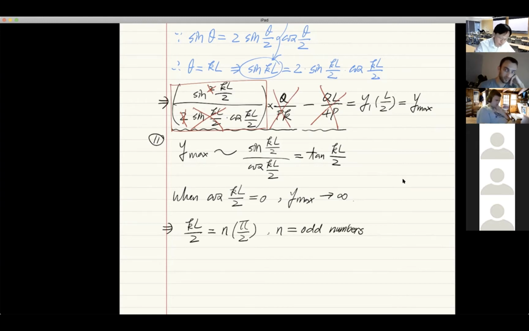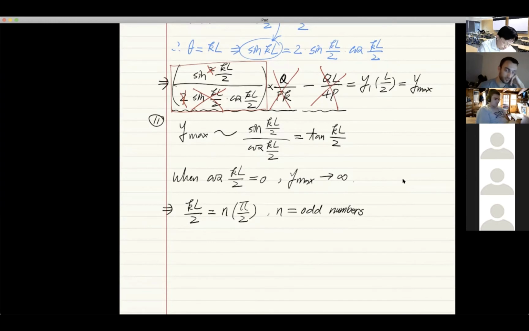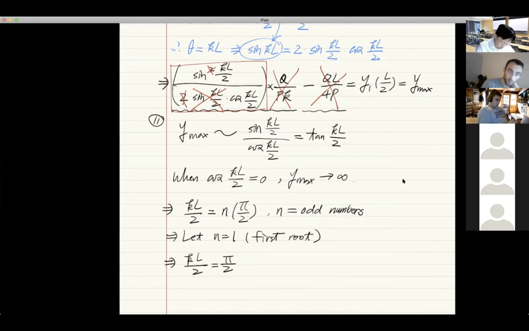Now, the minimum root is this. If we let n be 1, that means that's the first root. Therefore, we have kL/2 equals pi/2. And of course, that means k times L equals pi.